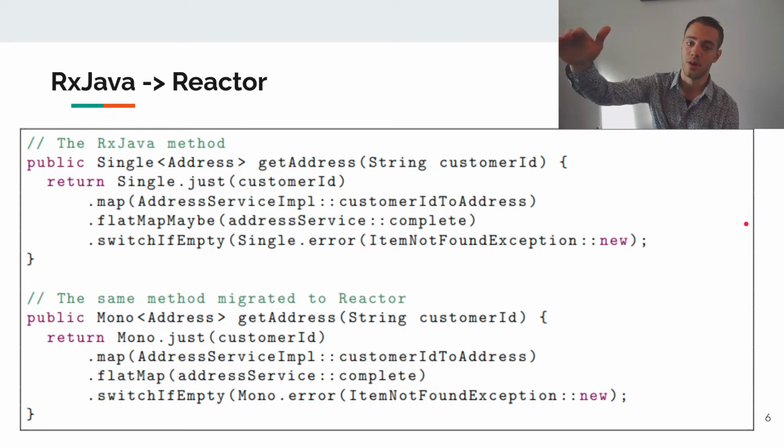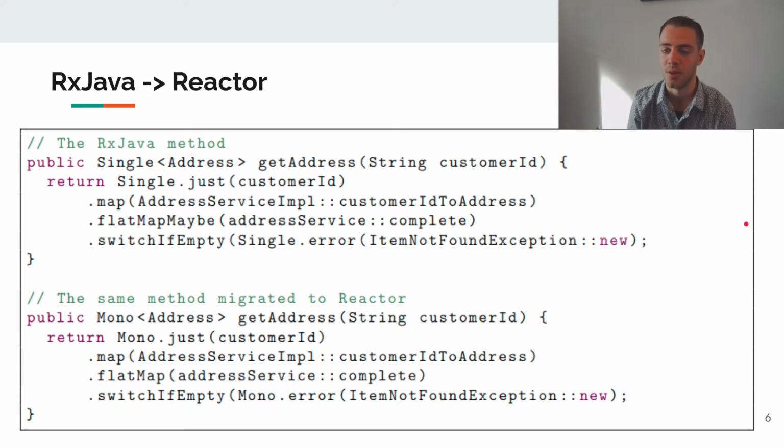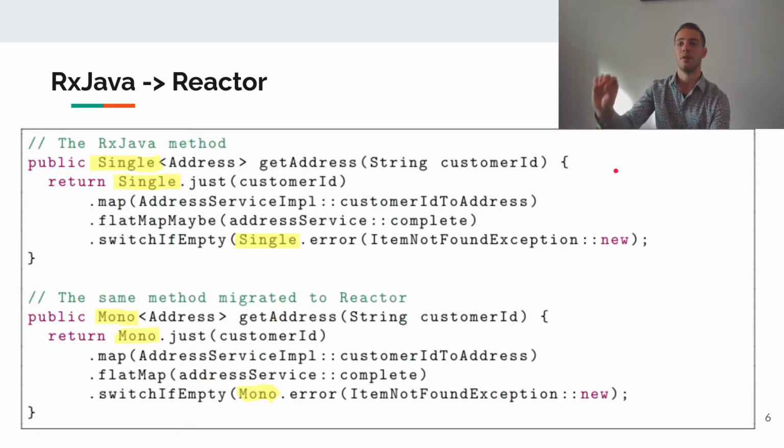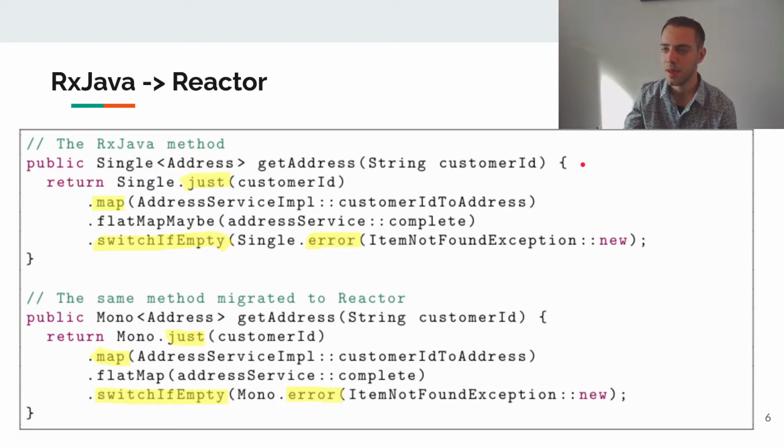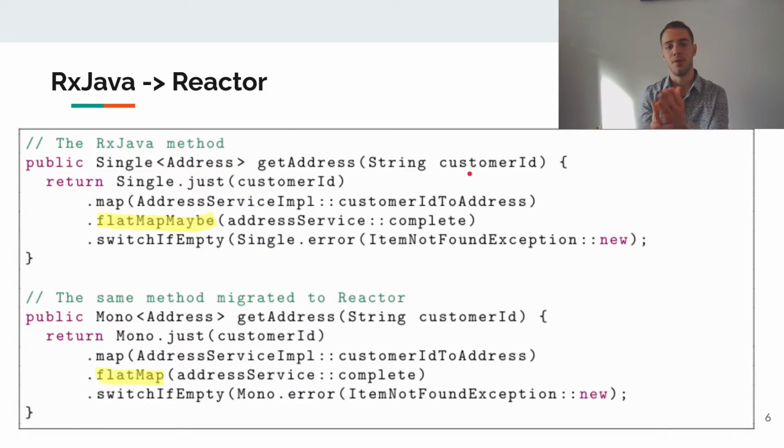At the top we have an RxJava method, at the bottom we have the Reactor equivalent, and what you can directly see is that we have a Single, and the equivalent of that in Reactor is a Mono, and on a Single and on a Mono we have various operators. So for example the just, map, switchIfEmpty, and there are equivalent operators of that in Reactor. But there are some exceptions. So for example, the flatMap maybe does not have a single direct equivalent in Reactor. That is a problem because that makes the migration a bit harder.